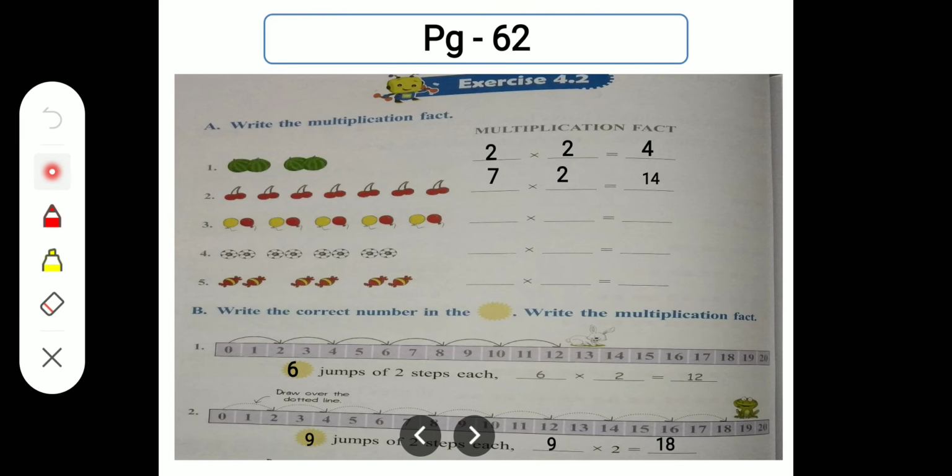Same, here we can see 1, 2, 3, 4, 5, 6, 7, 8, 9. So, 9 jumps of 2 steps each. That is 9 into 2 is equal to 18. Total 18.